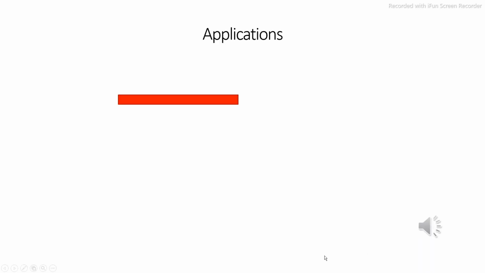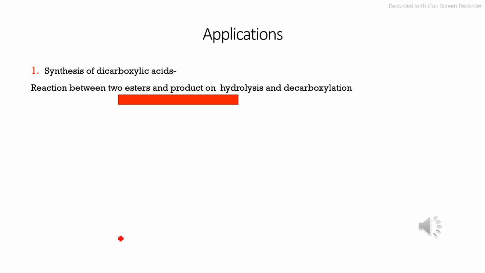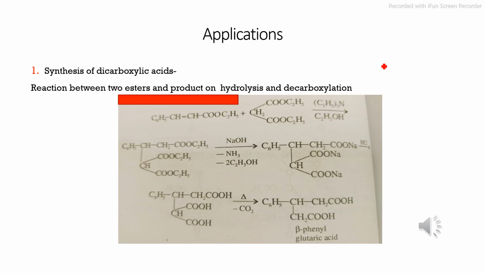Applications of Michael reaction. First application, synthesis of dicarboxylic acid. When the Michael addition reaction is carried out between two esters, the product on hydrolysis followed by decarboxylation gives a dicarboxylic acid. For example, synthesis of beta-phenyl glutaric acid. When malonic ester reacts with ethyl 3-phenyl propanoate in basic condition, Michael addition reaction takes place.